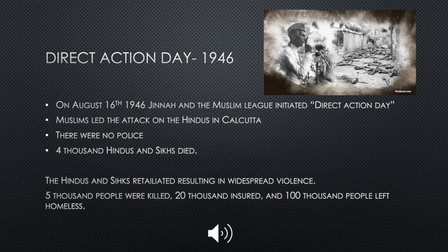The riot claimed the lives of about 4,000 Hindus and Sikhs. The Hindus and Sikhs retaliated violently. The violence spread across Calcutta to many cities. There were 5,000 people killed, 20,000 injured, and 100,000 people became homeless. Direct Action Day is one of the most tragic days in history that is not often talked about. It took 3 days for the British government to control the violence.